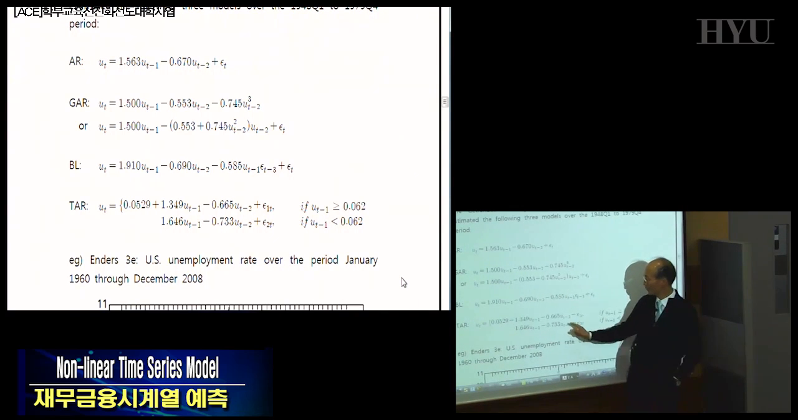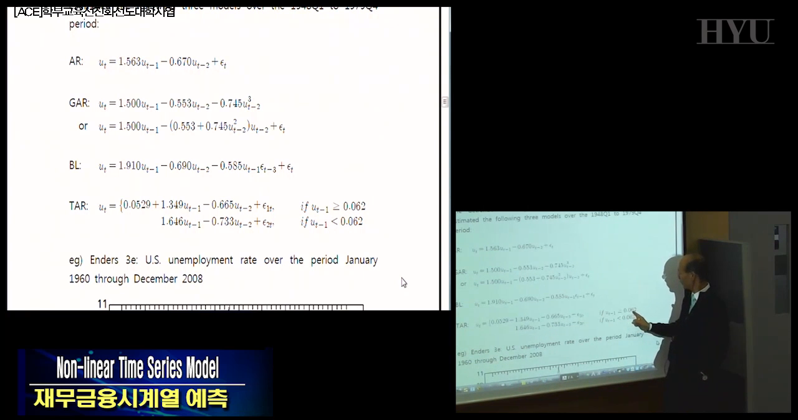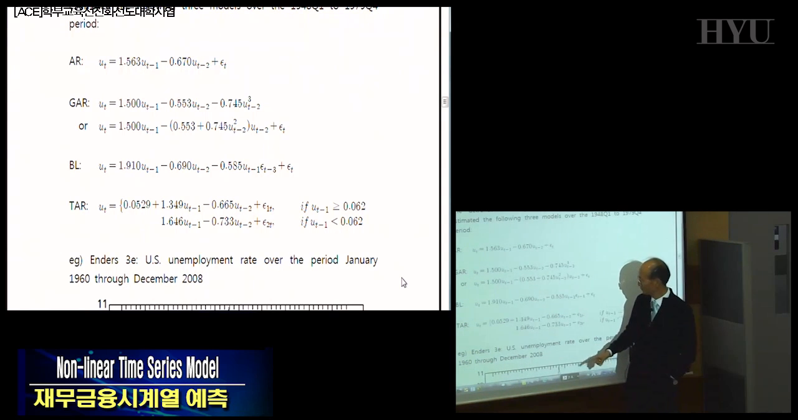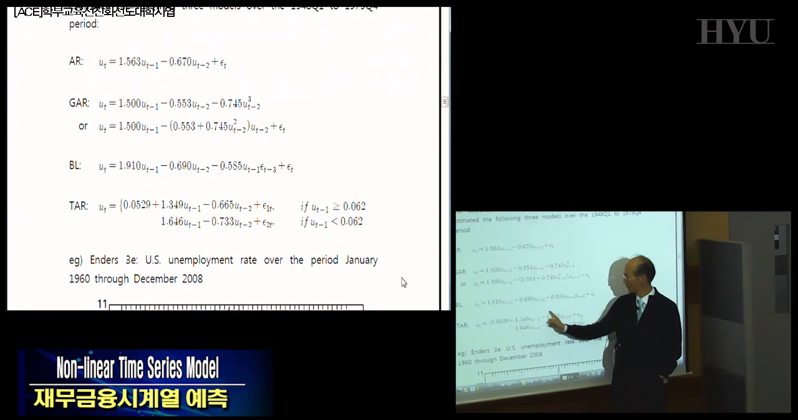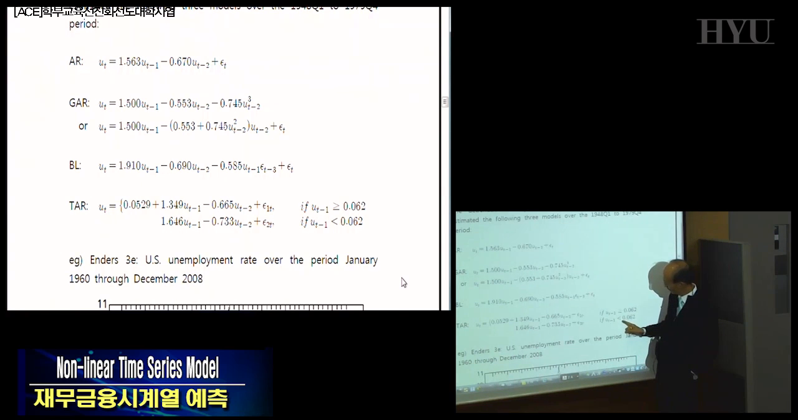And for the threshold autoregressive model, he found 0.062 is the threshold. So the first regime has these two AR(2) coefficients. The second, when it is below this threshold value, then this one.